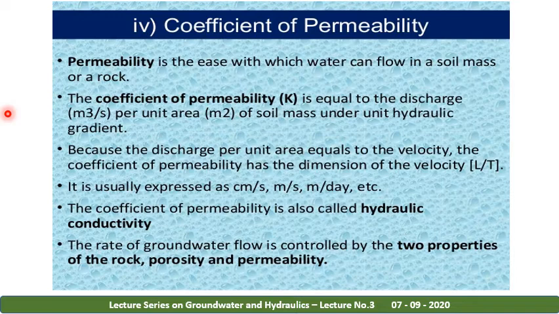The coefficient of permeability is also called hydraulic conductivity. The rate of groundwater flow is controlled by two properties of the rock, porosity and permeability. As I told you, porosity is the holes in the material. Permeability means interconnection or interlocking of the two voids.